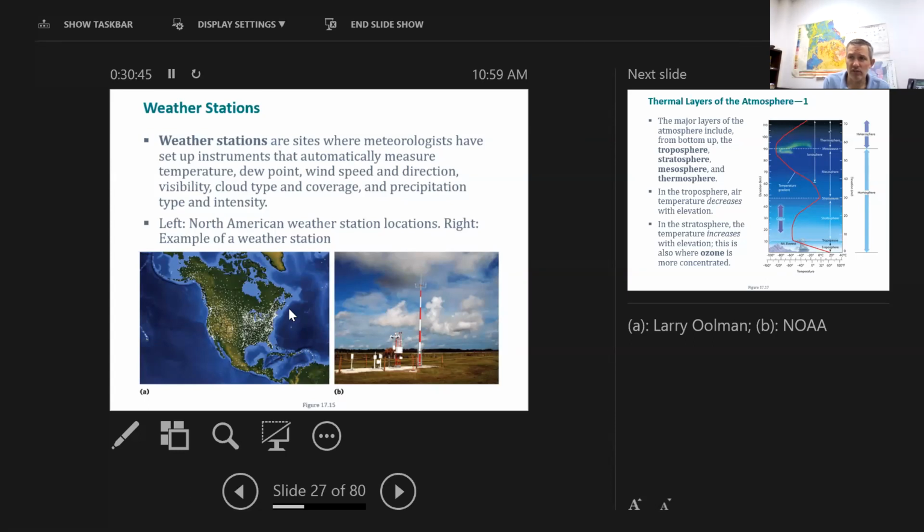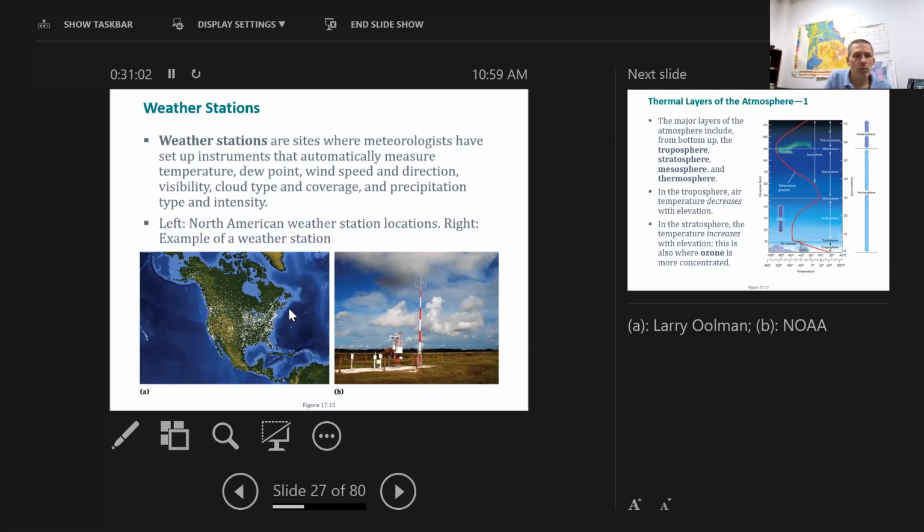And so we have this vast network of information that is constantly being gathered. And the site I was looking at for this information is the NOAA's weather page. NOAA is the National Oceanic and Atmospheric Administration. It's a great place to collect all of this data.